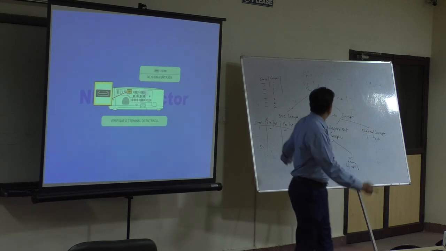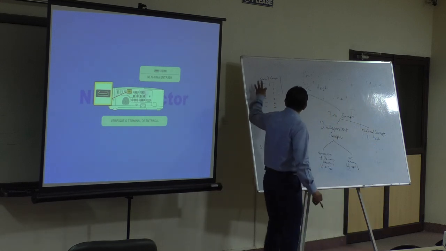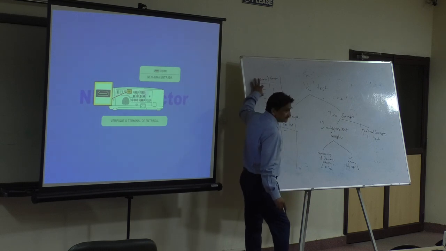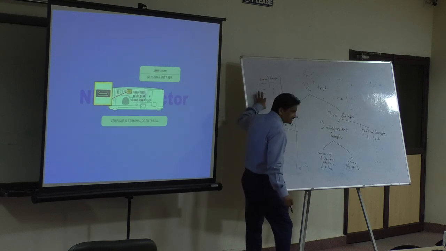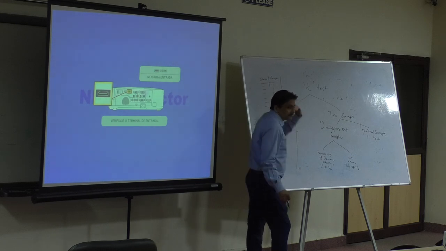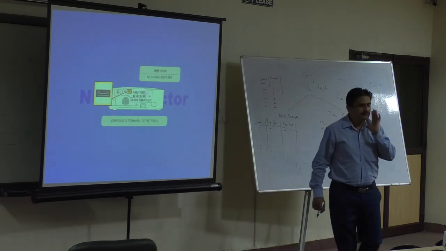This group is considered as one sample in statistics, and this group is considered as another sample. And what are we doing? We are checking whether this sample is similar to this sample. That is what we are doing. Okay? So how to do that?